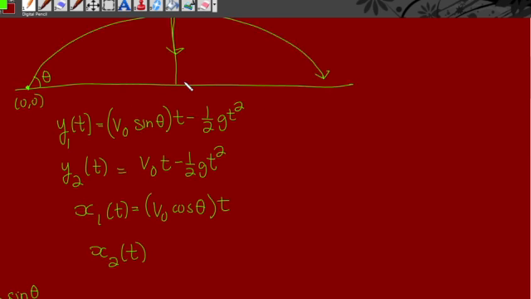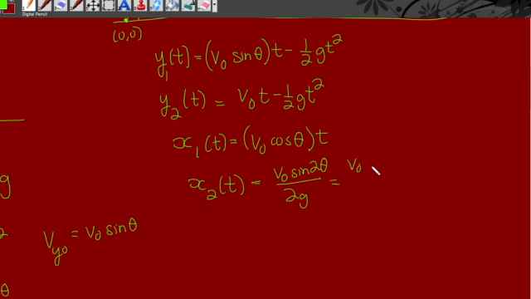which means then that this would be equal to v naught squared sine 2 theta over 2g, which we could then write as v naught squared sine theta cosine theta over g using the trig identity. And since we're looking for when it collides, we know that these two have to be the same. And for these two to be the same, we can see that t has to be v naught sine theta over g.